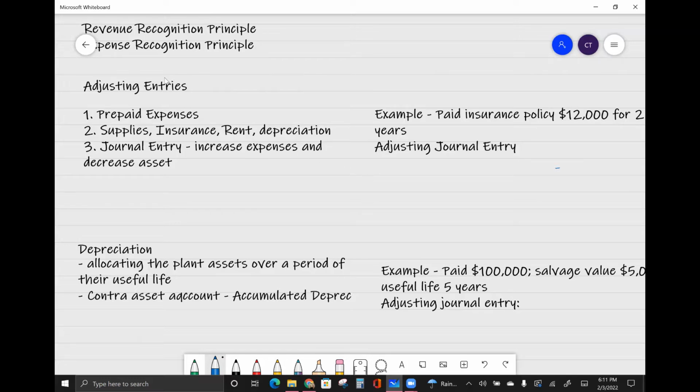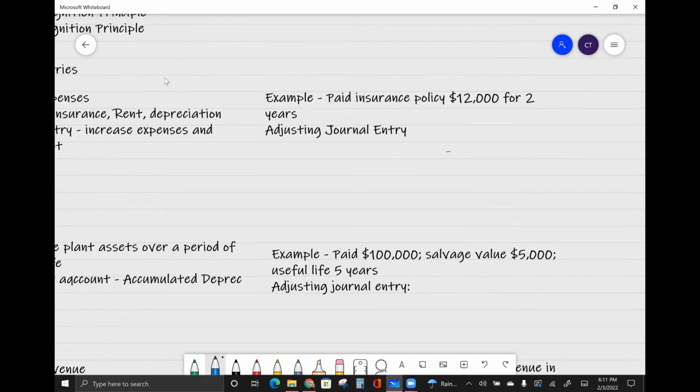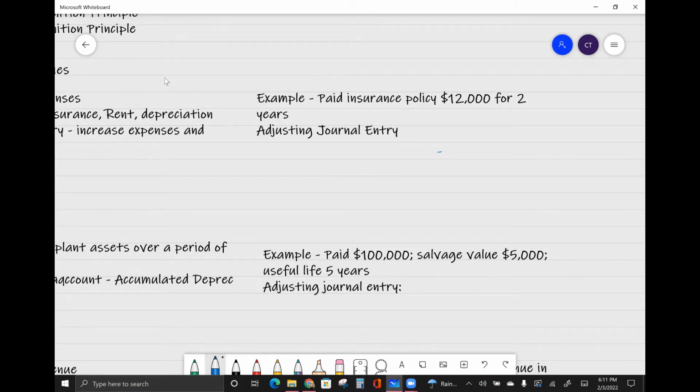All right, so we talked about some of these. The first one is prepaid expenses. I talked about insurance, so let's walk through an example with insurance. I have a policy that I paid $12,000 for. It's for 2 years. So how do I want to set that up?